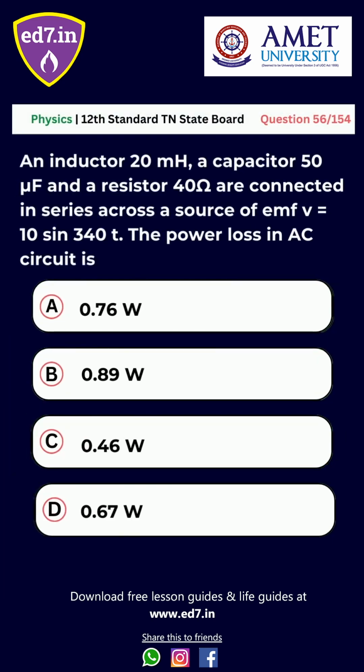Question number 56. An inductor of 20 mH, a capacitor of 50 μF and a resistor of 40 ohm are connected in series across a source of EMF V = 10 sin 340t. The power loss in the AC circuit is: option A 0.76 watt, B 0.89 watts, C 0.46 watts, D 0.67 watts. And the right answer is option C, 0.46 watts.